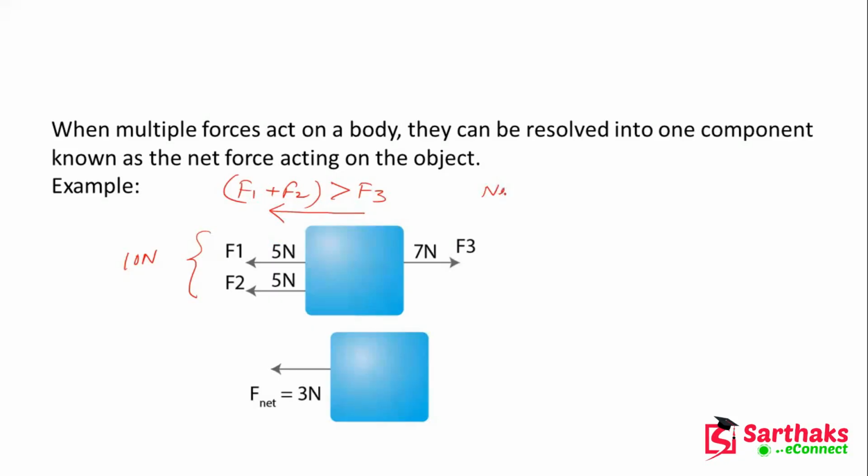And what will be the net force? For the first case, the net force equals 10 minus 7, that is 3 Newton. Because these two forces are acting in one direction and this force you are applying in another direction. So the net force is 3 Newton and it will be acting in this direction. Like I have told you, 10 Newton is greater than 7 Newton, so the block will move in this direction.